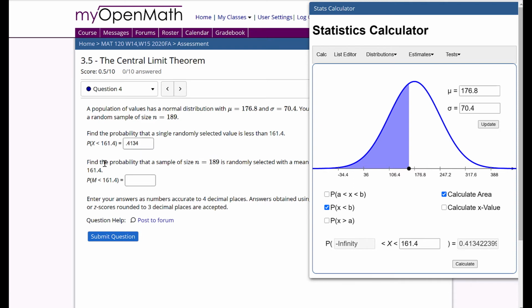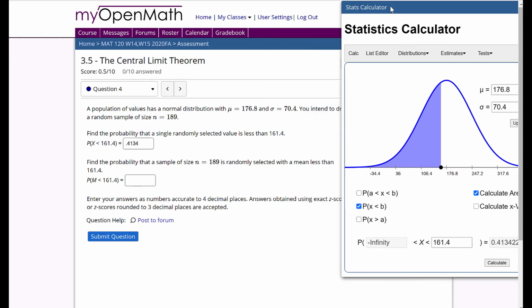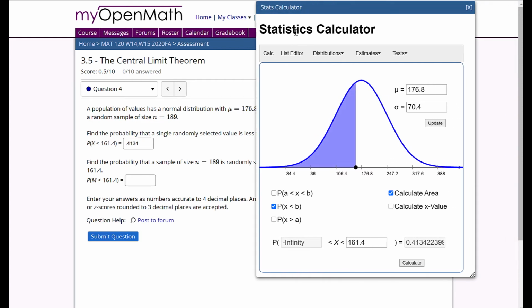Now, here's where the central limit theorem comes in. So find the probability that a sample of n equals 189 is randomly selected with a mean less than 161.4. So when we have a sample of 189, what happens is the standard deviation is reduced by a factor of the square root of that number.